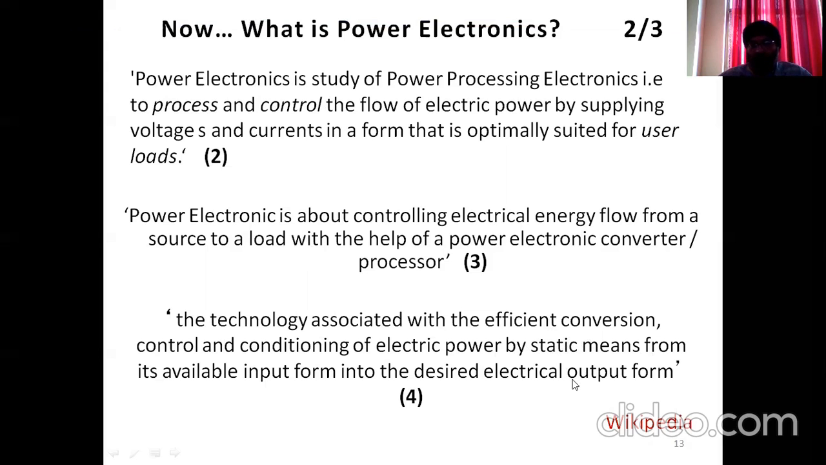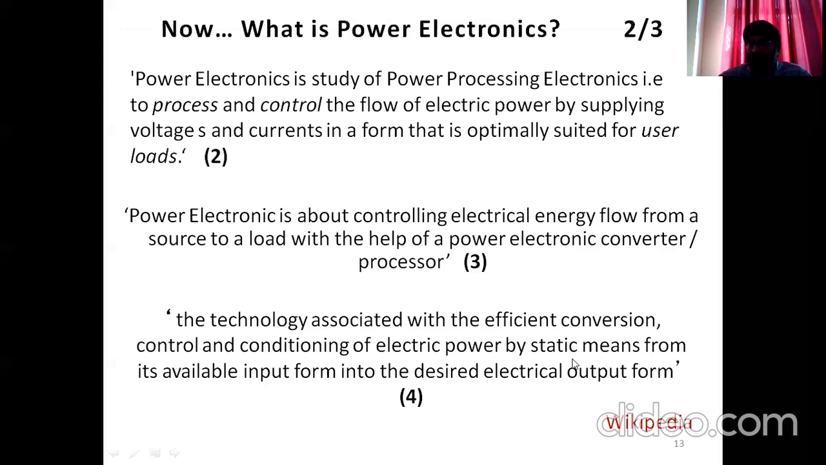Static means no movable parts are allowed in this part. So movable parts are not allowed, we just use static means. In this case, we are just using semiconductor switches. Just by using semiconductor devices, we can do the whole processing from input to the desired output. Input is normally not in our control, but output is in our control. So it is up to the designer or the engineer to design an efficient conversion by static means to get a desired output.